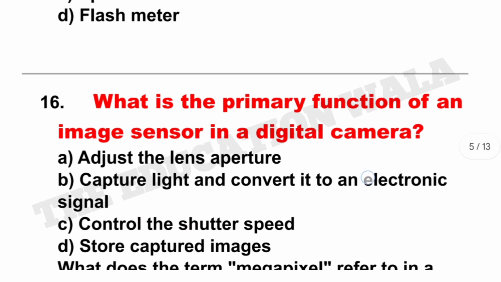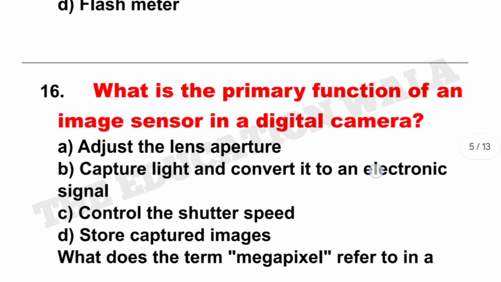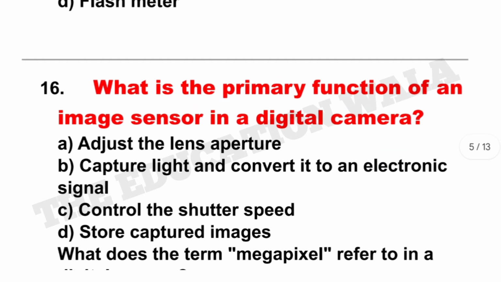Question number 16. What is the primary function of an image sensor in a digital camera? Option A, adjust the lens aperture. Option B, capture light and convert it to an electronic signal. Option C, control the shutter speed. Option D, store captured image. Right answer is capture light and convert it to an electronic signal.